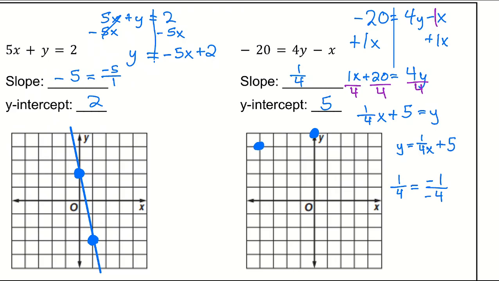It's barely, way to go Moriarty. It's barely on the graph, but it is technically still on the graph. So that's what we have there.